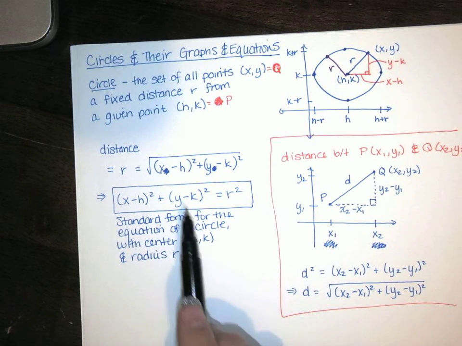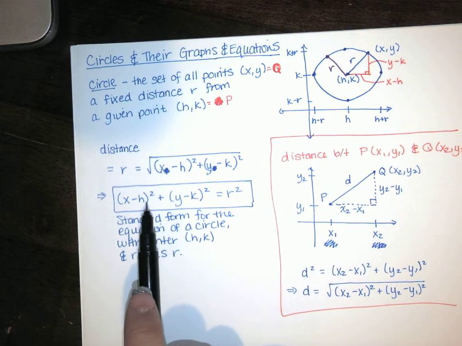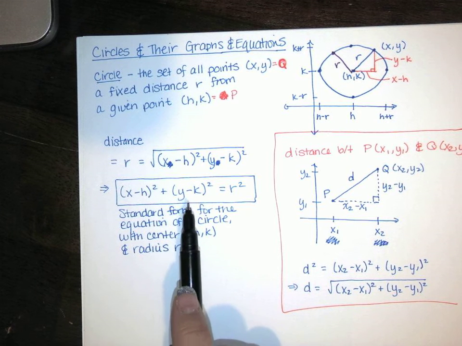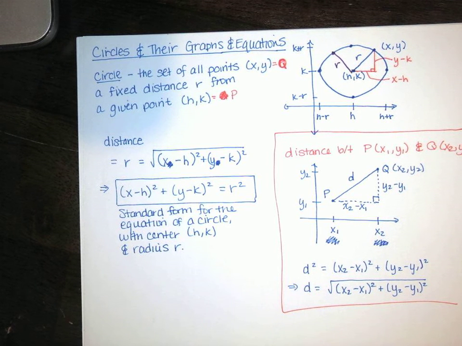So x and y are being treated as variables here. h and k, those are the coordinates of the center, and r is the radius. And it's going to be the same all the time. So with that in mind, let's look at some examples.